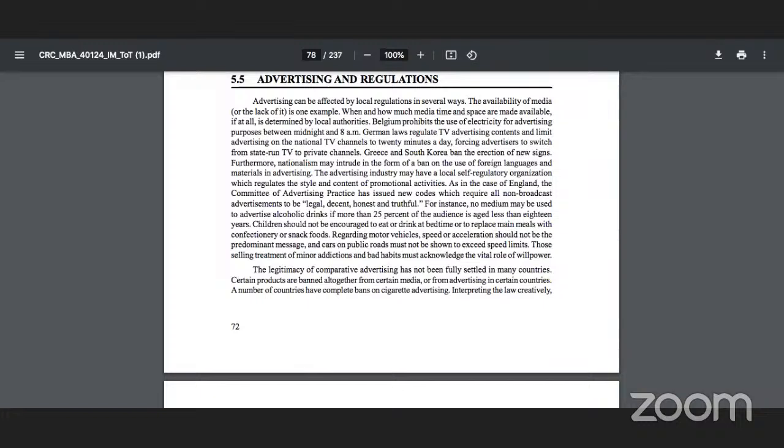Similarly, cars on public roads must be shown to not exceed speed limits. Even in India, there are a lot of regulations, both in terms of advertising of alcohol or cigarettes or any other pan or BD, to a certain extent, even on national televisions and their channels. However, some advertisers have found certain ways to circumvent it.